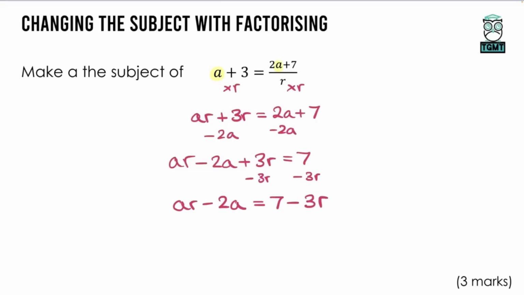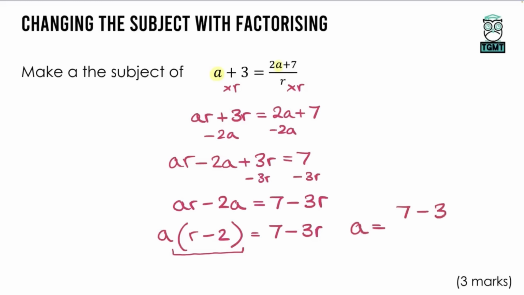Now at this point we can factorise the left. We can factorise the a out of the bracket, which will leave us with r minus 2 inside the bracket, and then we have that is equal to 7 minus 3r. At this point the final step is to divide by this bracket. That's going to isolate the a and leave it as a equals, and then as we are dividing by that whole bracket, we need to create a fraction.